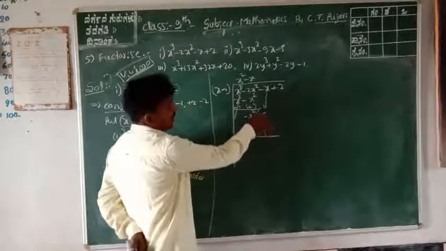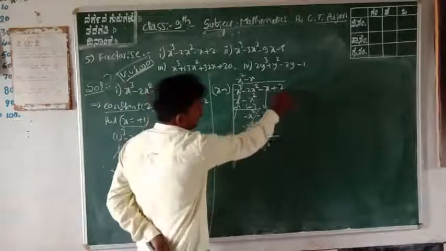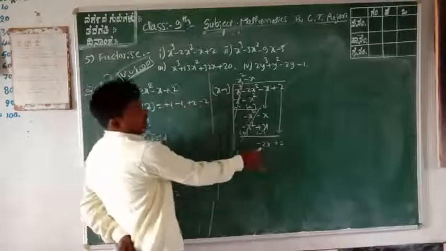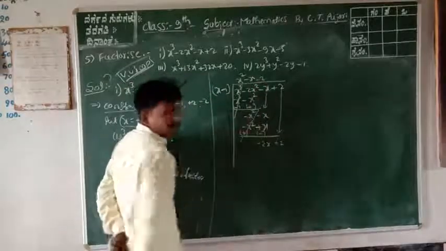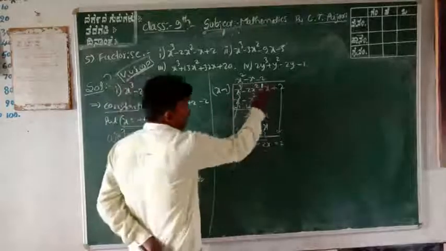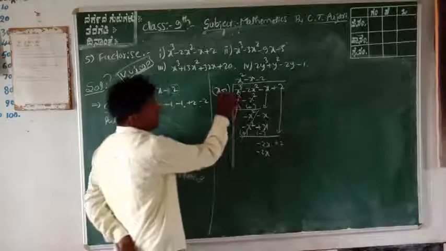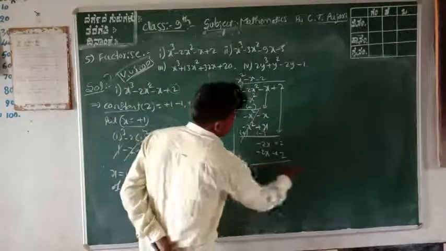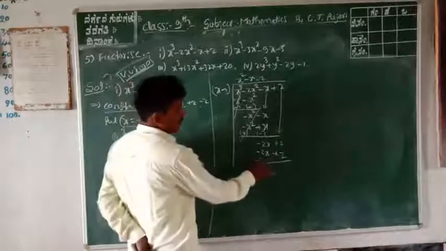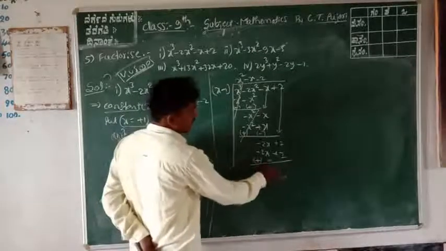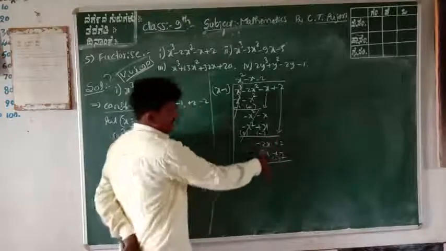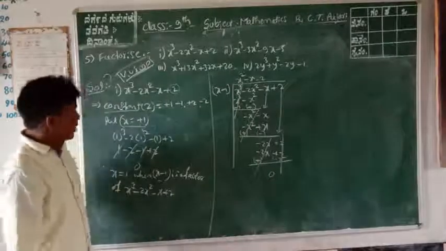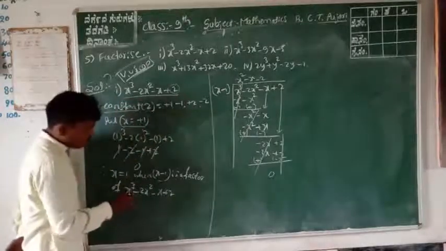Minus x and minus x is minus 2x. Bring down plus 2. Again take x: in minus 2x, take minus 2. x into minus 2 is minus 2x, and minus into minus is plus, 1 into 2 is 2. Change the signs, plus and minus, these two cancel, and the remainder is 0.